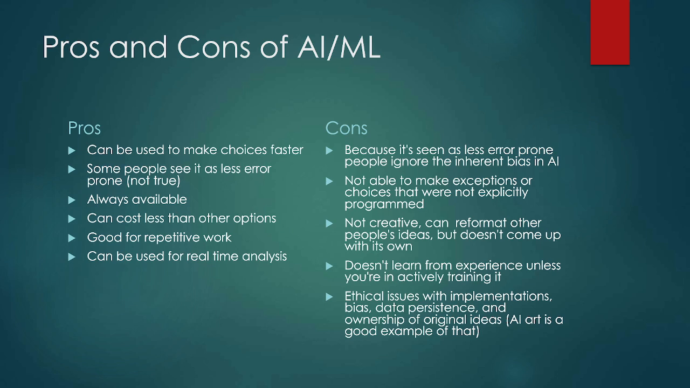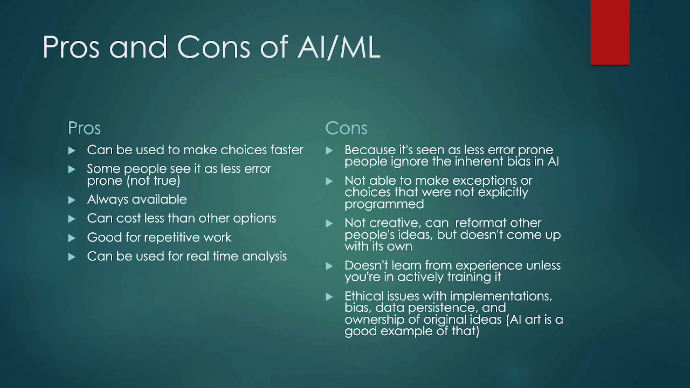One of the problems with it, however, is in the pros category, there are things that people are saying are a pro of ML, but it's really not. So, like, can cost less than other options? I mean, maybe. So it is possible to have artificial intelligence that costs less than other options. But what are you giving up to do it?